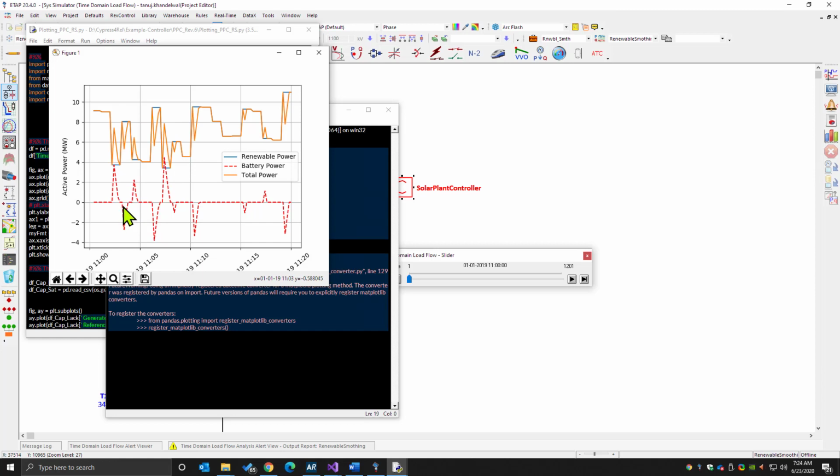So we can see that as the battery is discharging and charging, we can see the effect that it has on the total power in the system. And we can see whether we are able to provide smoother power or not based on this 8 megawatt per minute ramp rate relaxation. And let's go ahead and rerun this case and combine all three together.